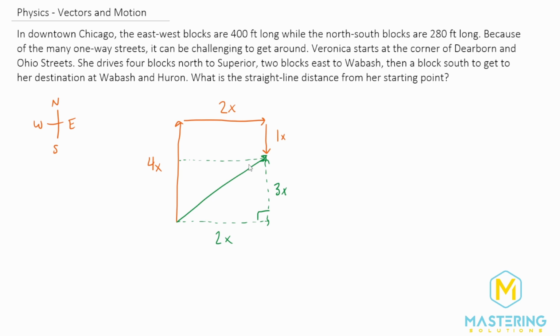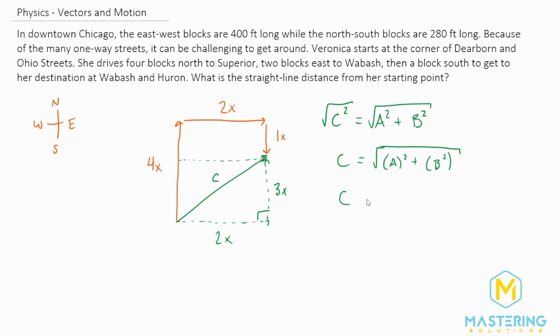So now we have our triangle, and to figure this out, we just use Pythagorean's theorem to find c, the hypotenuse. So Pythagorean's theorem states that with a right triangle, c squared is equal to a squared plus b squared. Now to find c, we take the square root of both sides. So c is equal to the square root of a squared plus b squared. And now we can plug in the numbers.